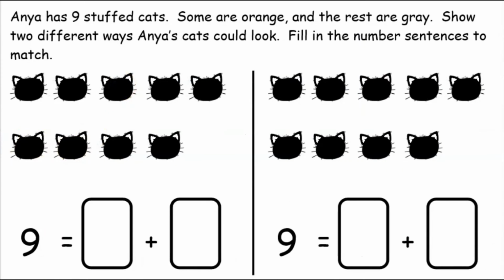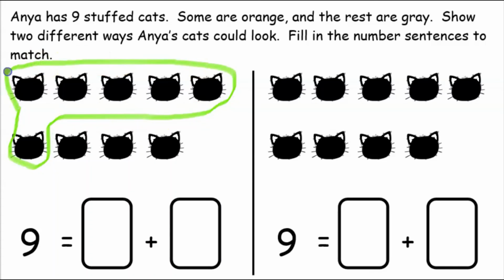Okay, now let's try 9. On this one, I'm going to circle my parts. Okay, so before I do, your teacher's going to pause the video and you guys are going to show 2 different ways to make 9. Okay, here is my first way. What are my 2 parts? My 2 parts are 6 and 3. You can see my 2 parts because I circled one of my groups. I circled the group of 6.